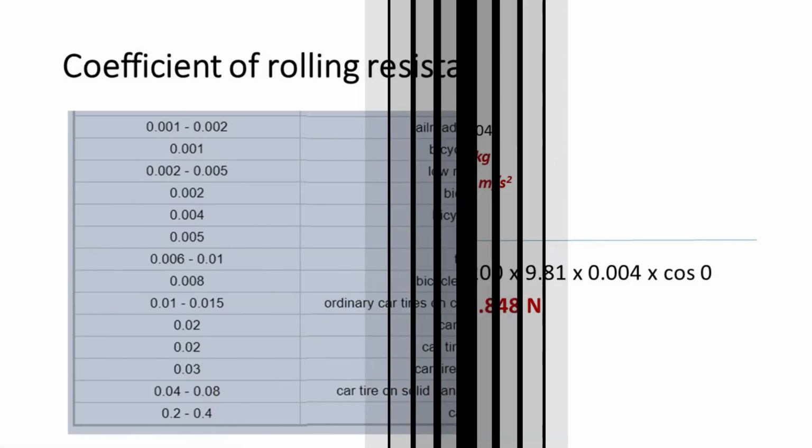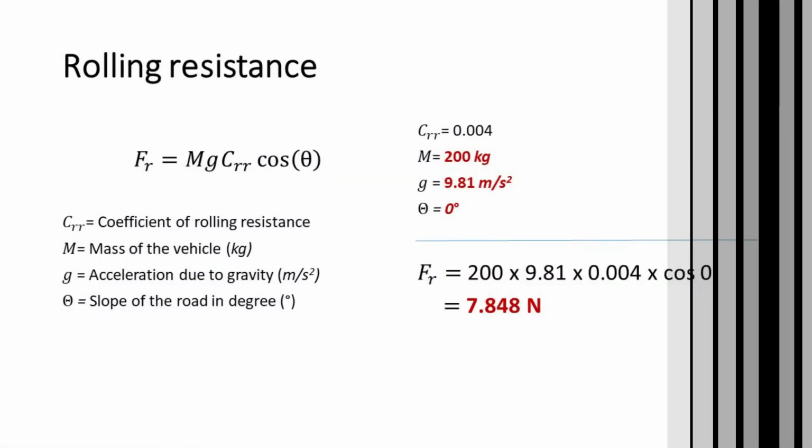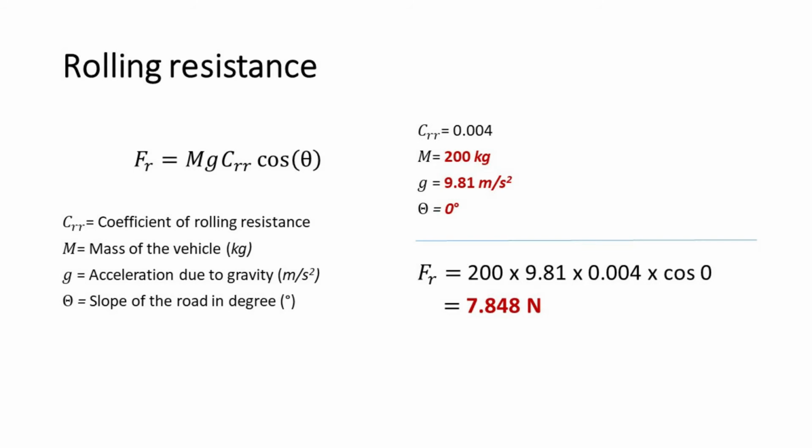The coefficient of rolling resistance for different roads and tires is given in this table. We can choose the value 0.004 for a bicycle tire on an asphalt road. Here we assume that the value of CRR is equal to 0.004. So the total rolling resistance is equal to 7.848 Newton.